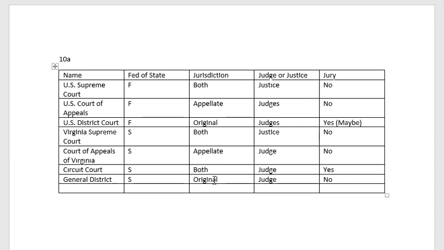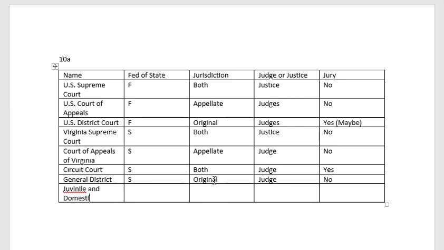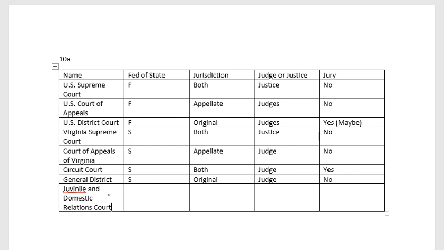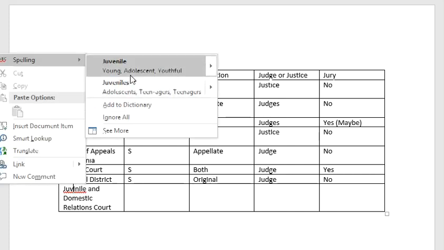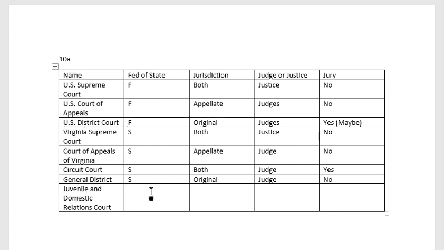There is another one that's sometimes mentioned. It's just a different version of the General District Court, and it's the Juvenile and Domestic Relations Court. It has all the same things as the General District Court, but it's slightly different. It's a state court. It has only original jurisdiction. They have a judge, but no jury.